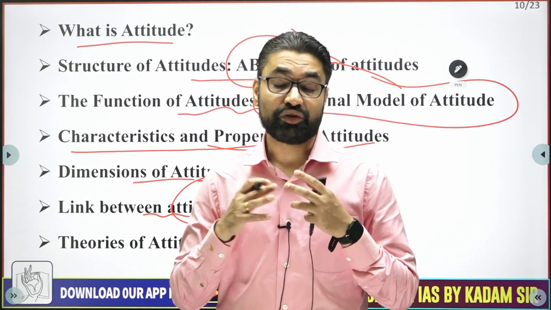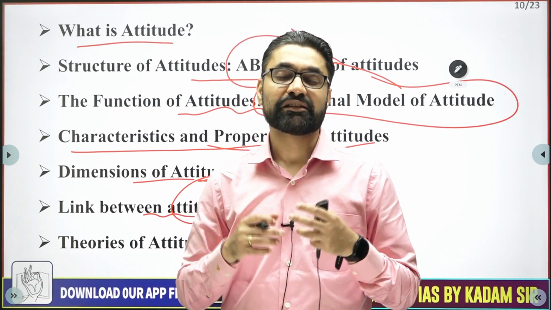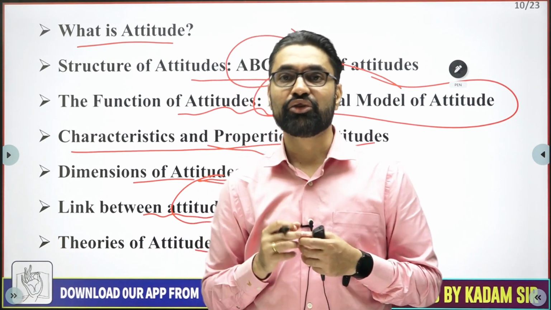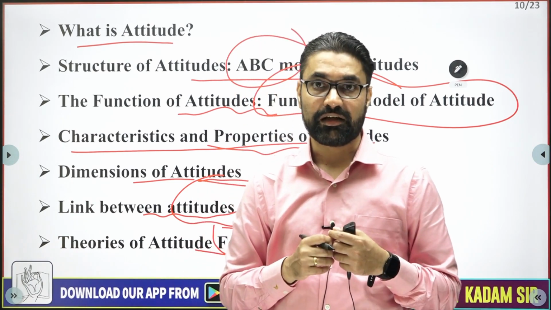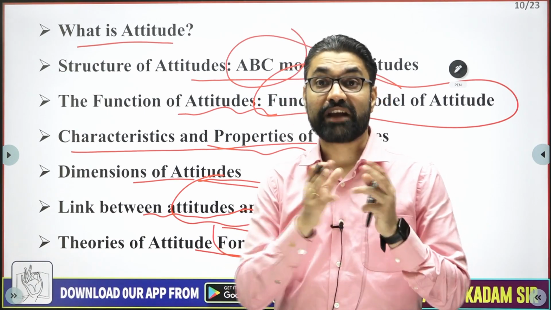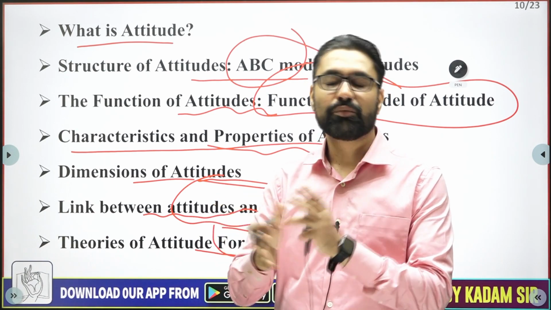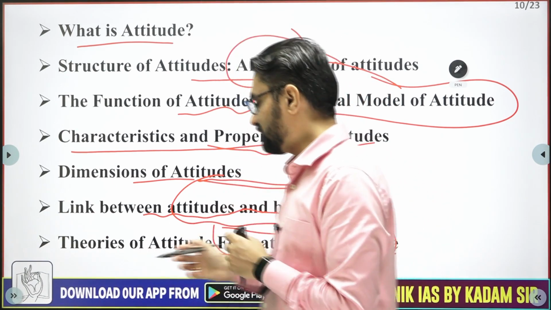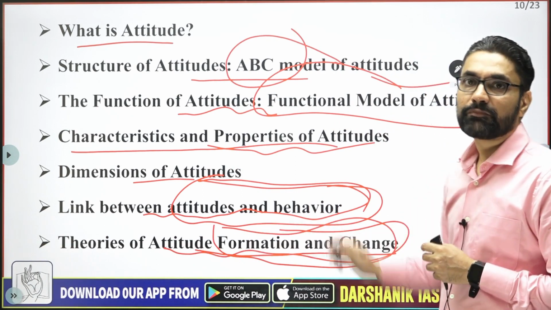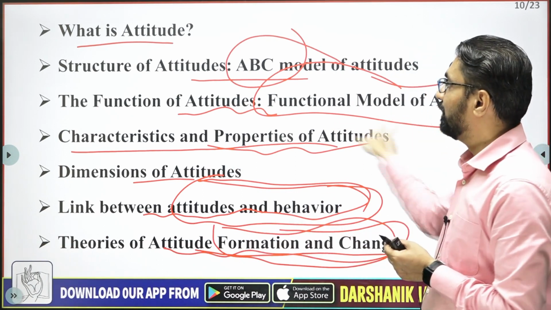Then we'll discuss the theory of cognitive dissonance. We will discuss the theory of self-perception, and how we can change people's attitudes through persuasive communication, etc. How attitudes can be changed through role modeling, and through rational and fear appeal. Many such theories, guys, will be discussed under this segment, theories of attitude formation and change.